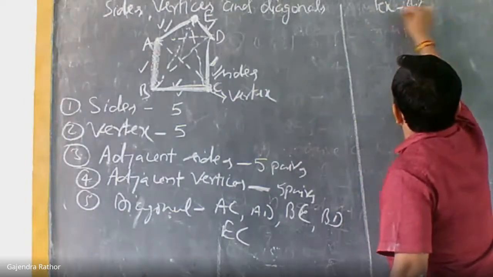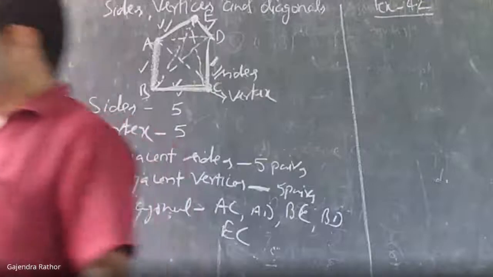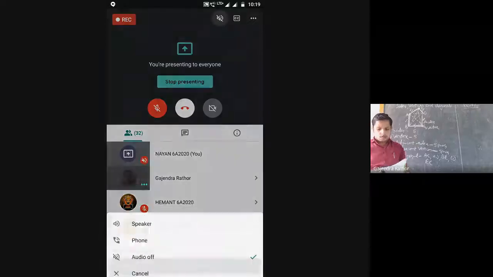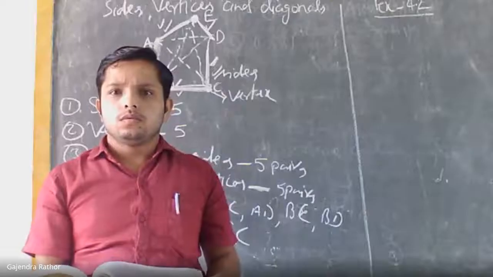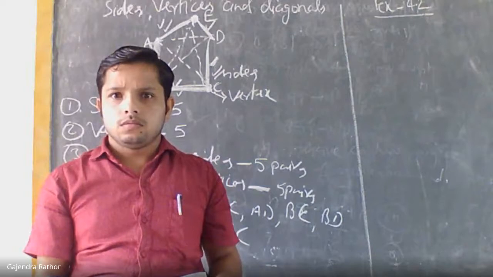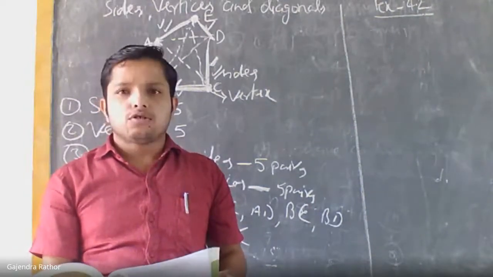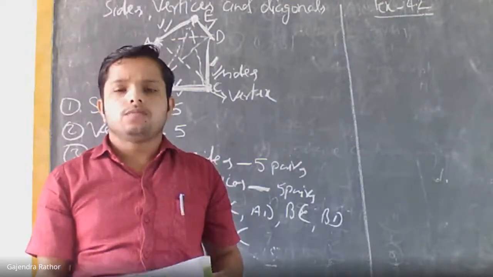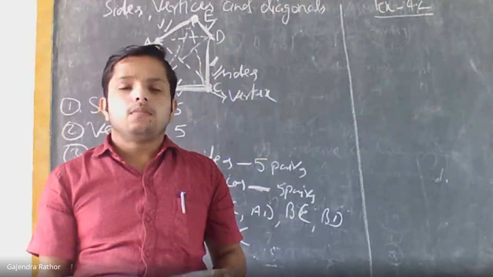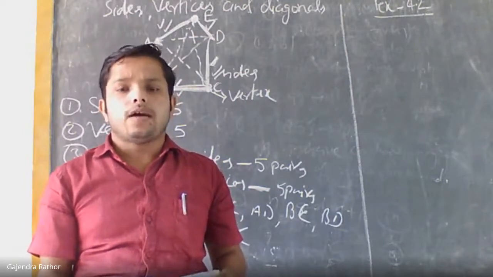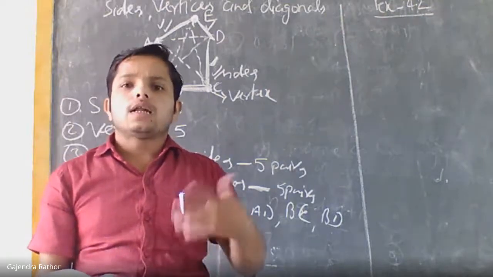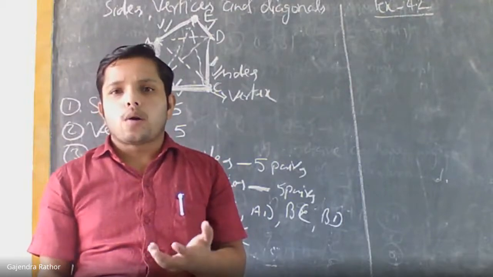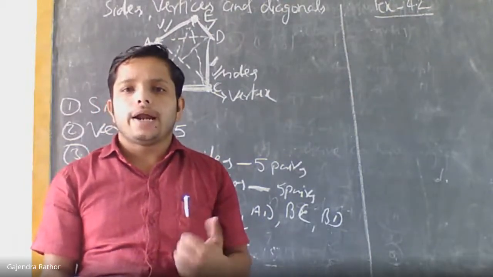Exercise 4.2. In 4.2, first question, classify the following curves as open or closed. In this question, some drawings of curves are given. We have to classify them as open or closed. So what are open and closed? We already discussed this in the previous class. So by observing these drawings, we can classify them as open or closed.